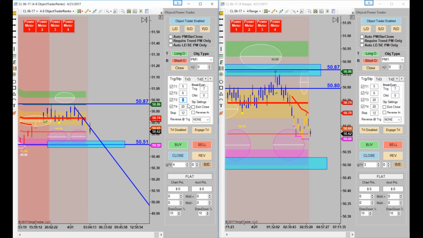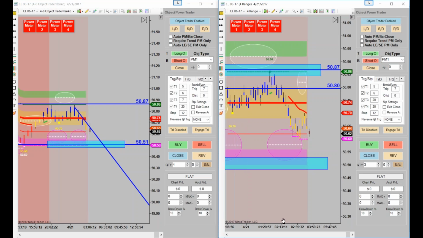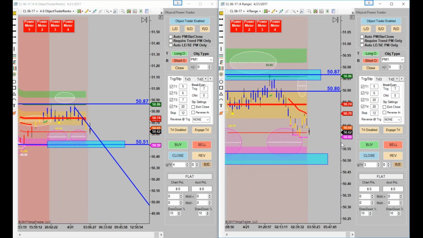Now, I like those trend lines too. I had some problem connecting to not Continuum this morning, but actually AMP. Yeah, I don't know what was going on.